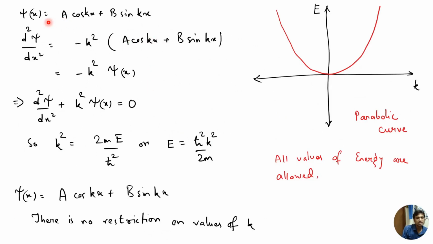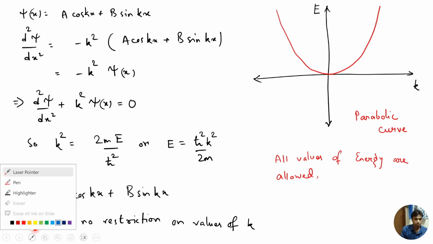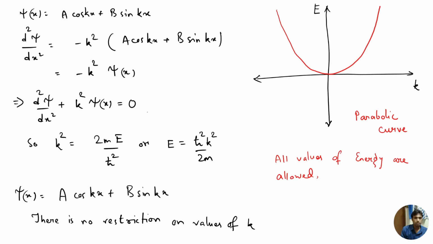So now we are saying that psi of x equal to A cos kx plus B sin kx. When you take the second derivative of psi, you will just get minus k square times A cos kx plus B sin kx, and this is nothing but your original wave function. So we will write that as minus k square psi of x, and if we take it to the left hand side, what we have is d2 psi over dx square plus k square psi of x is equal to 0. Now if you compare this equation with the original equation that we got from the Schrodinger equation, d2 psi over dx square plus 2mE over h bar square psi of x is equal to 0, this is what we had obtained.